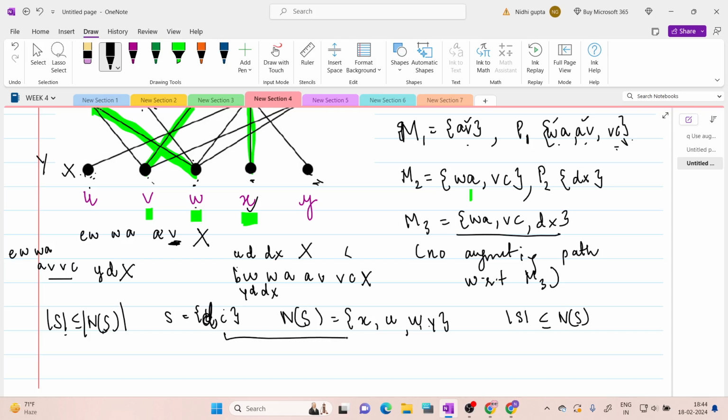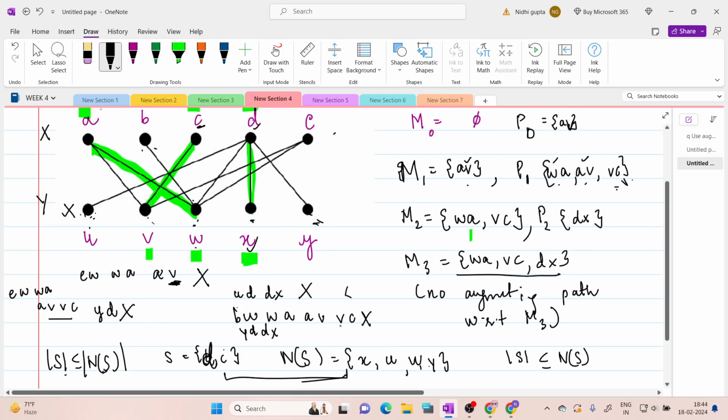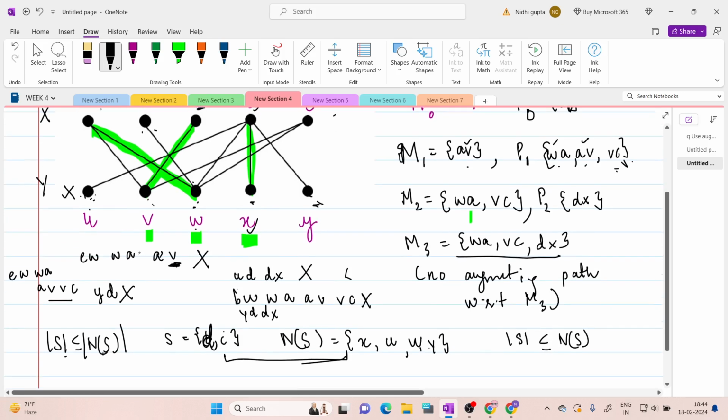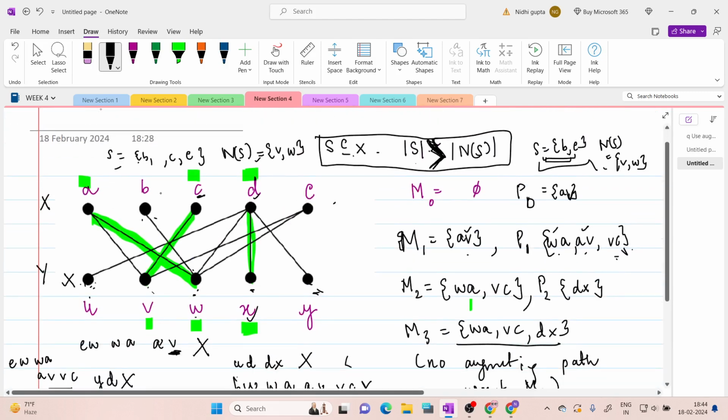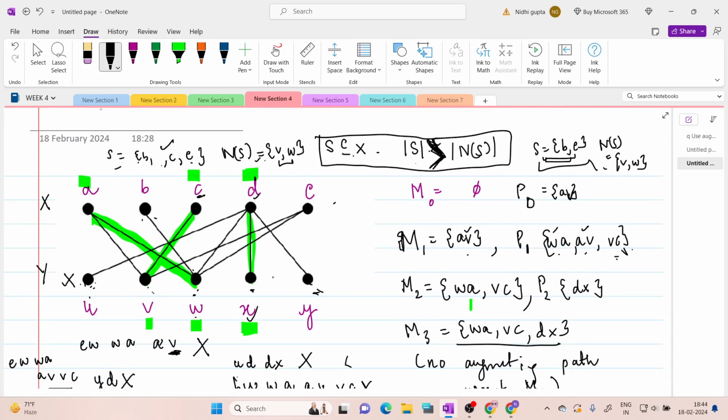So in this case, this is not a counterexample, right? So you cannot use this to say that it does not have a matching which saturates X. You have to give a subset of X such that order of S is strictly greater than order of NS, and he has given this S as BCE. So S has three members, but they have only two neighbors. Yes, true, ma'am. Okay, so hence it does not have a perfect matching.